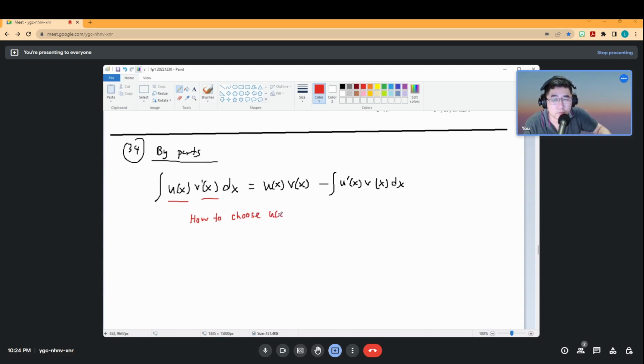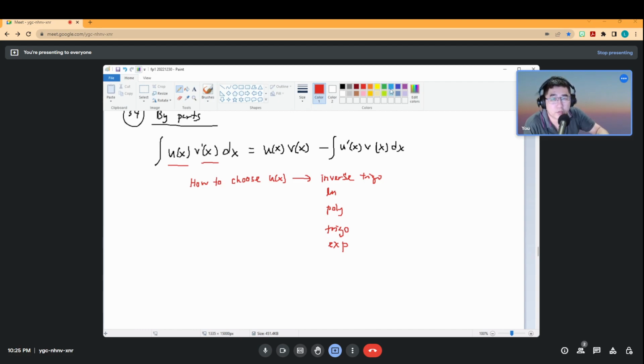So how to choose u? We follow this order: inverse trigo, ln, polynomial, trigonometry, exponential. We follow this order. In other words, the priority goes to the first one. So if you have ln and polynomial appearing, the priority goes to the ln as u. Now let me explain how to do this question, applying this formula.